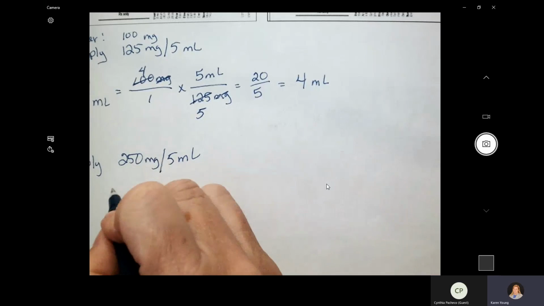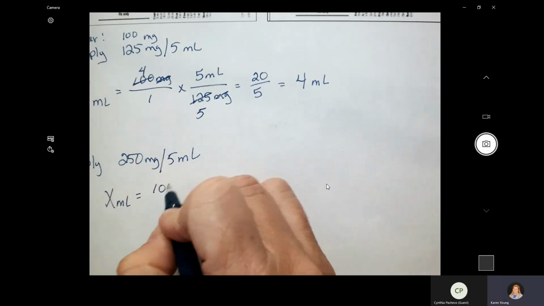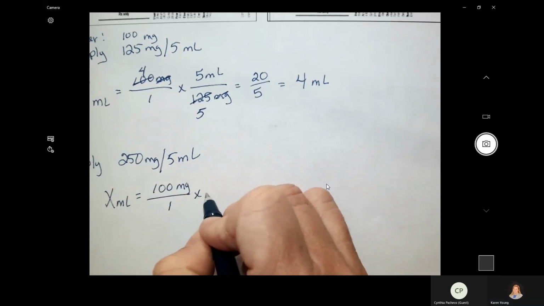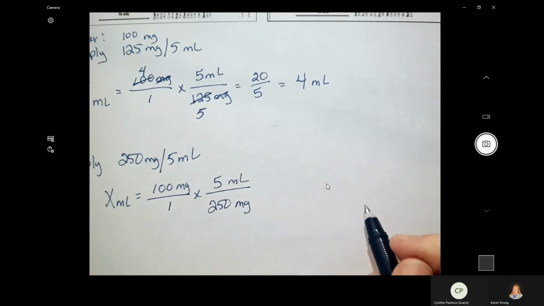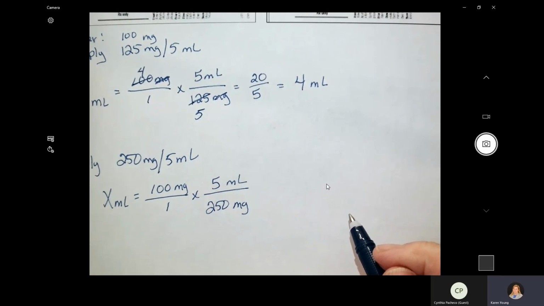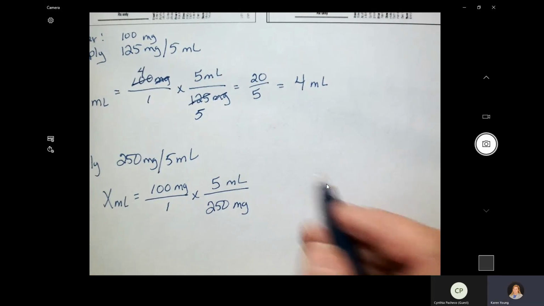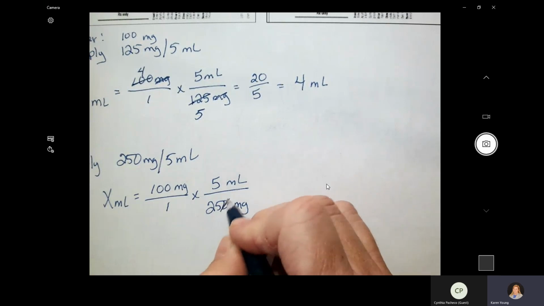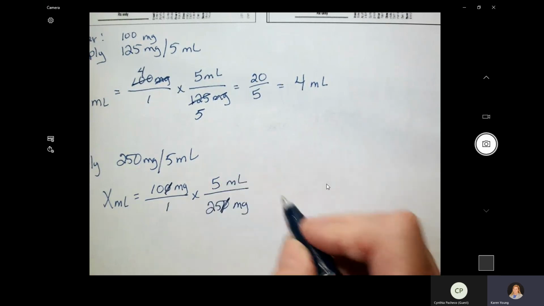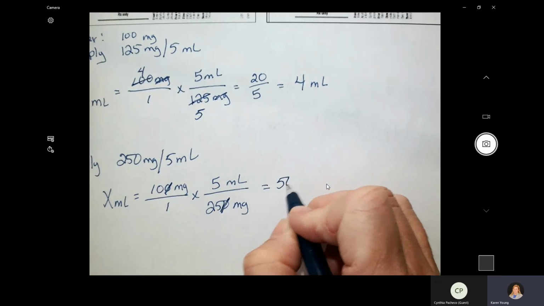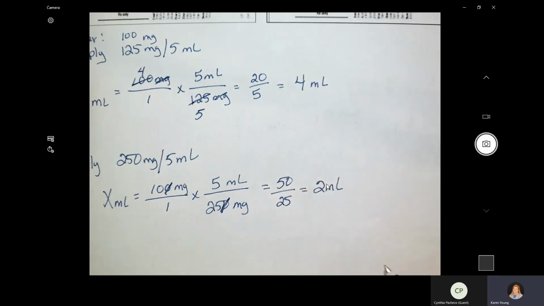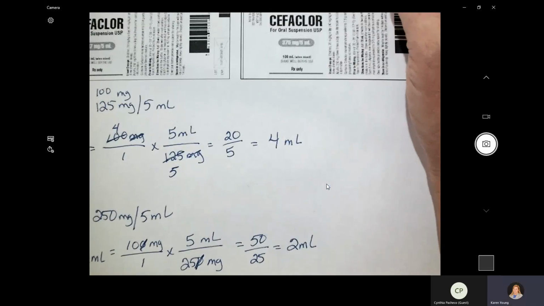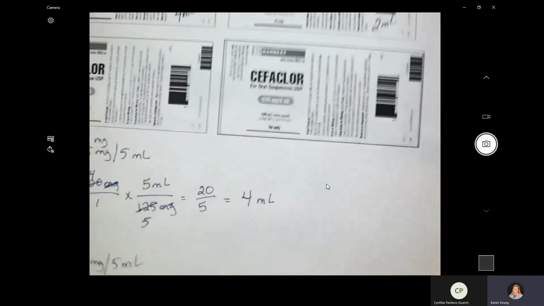Alright, so we're going to do it the same way. 100 milligrams over 1, my 5 milliliters over my 250 milligrams. Alright, I'm going to do it this way this time. I've got a 0 on bottom, a 0 on top, so I'm going to cancel. 10 times 5 gives me 50, and over 25. Which gives me 2 milliliters. All right, so I left the 2 milliliters up there. This is number 2.